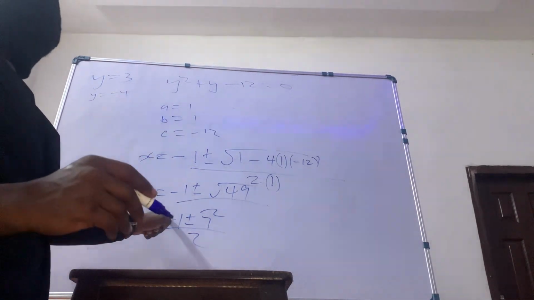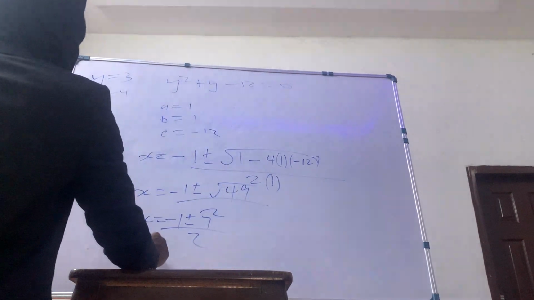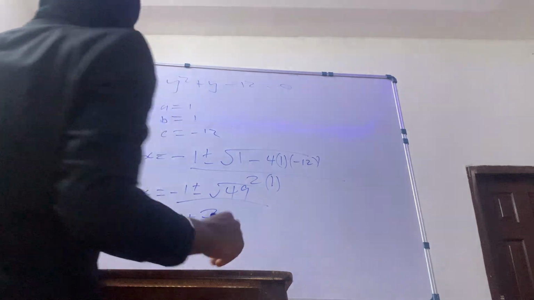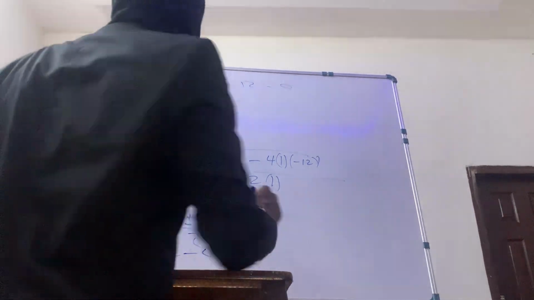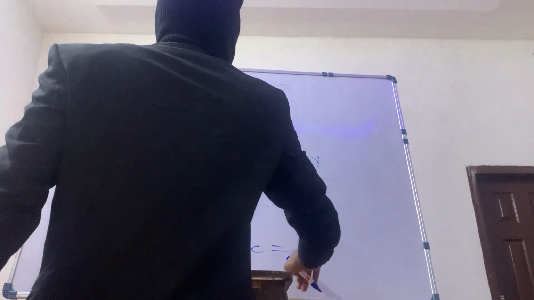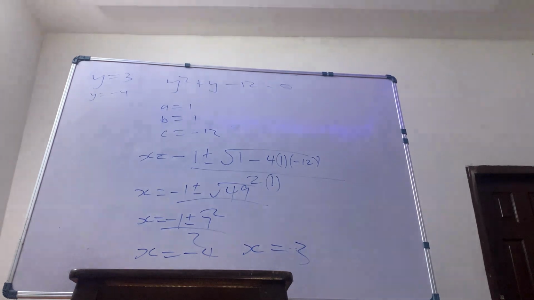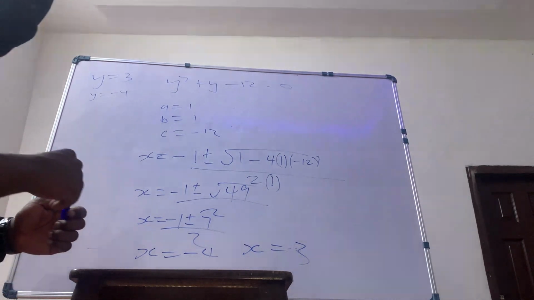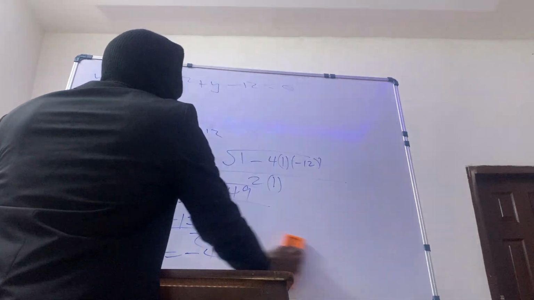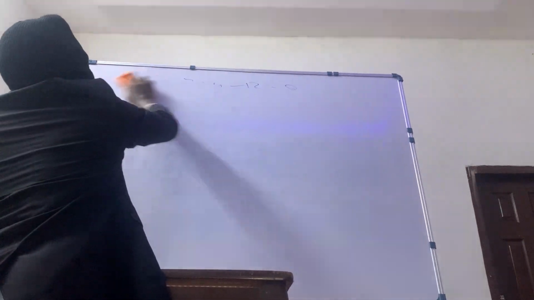If we say minus 1 minus 7, it is going to be minus 8. Minus 8 divided by 2 is minus 4. We are going to say minus 1 plus 7 goes to 6, divided by 2. x is equal to 3. Same answer. Nothing has changed. Same answer.